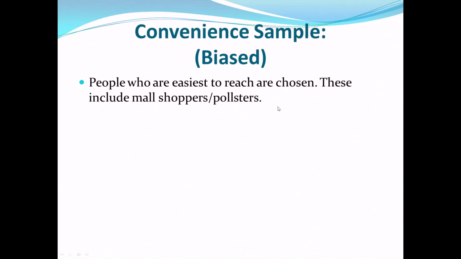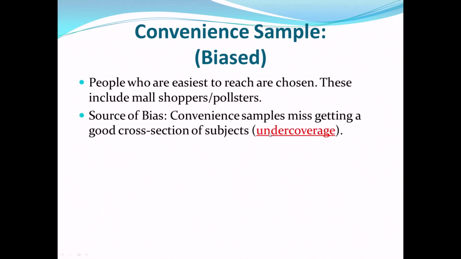Suppose that people that go to the mall just happen to be a little richer than those people who don't. And so you're leaving out a good variety of incomes because of the people that happen to be there. So you're going to see undercoverage. Remember you saw that for your census? It's here for your convenience samples. So you're just going to miss getting a good cross section of subjects. You're going to set up shop where people of a certain nature tend to be and other persuasions aren't. And that's not a good cross section.